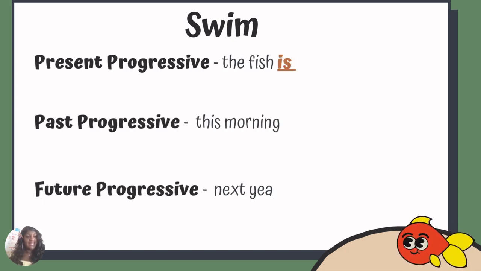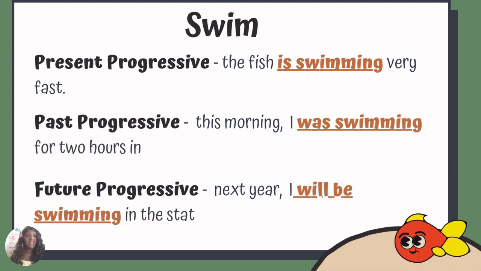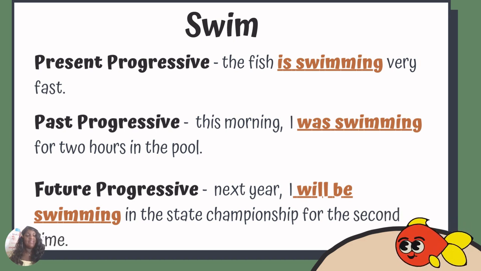Our last verb of today is swim. Present progressive. The fish is swimming very fast. Past progressive. This morning, I was swimming for 2 hours in the pool. Future progressive. Next year, I will be swimming in the state championship for the second time.